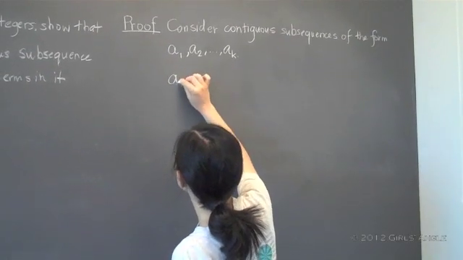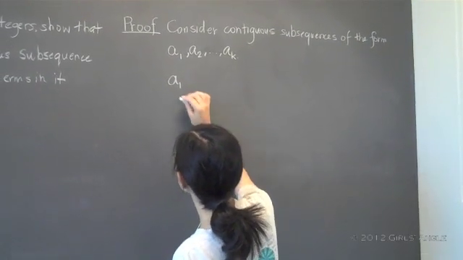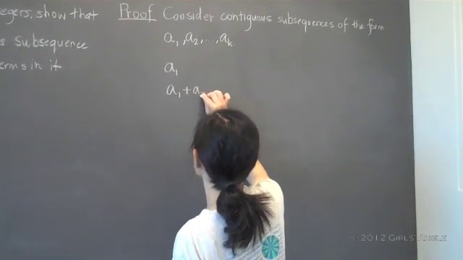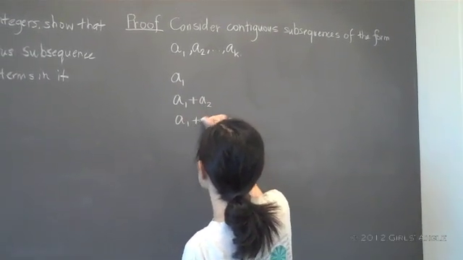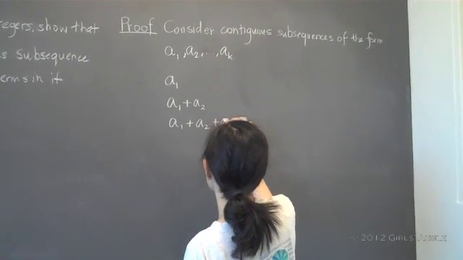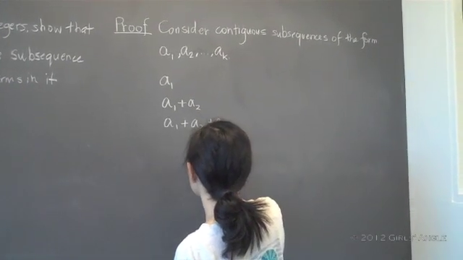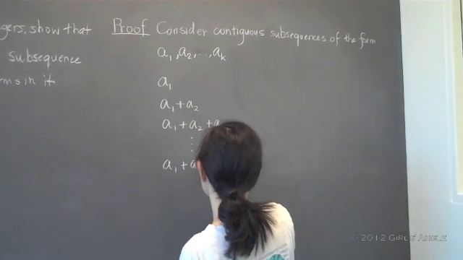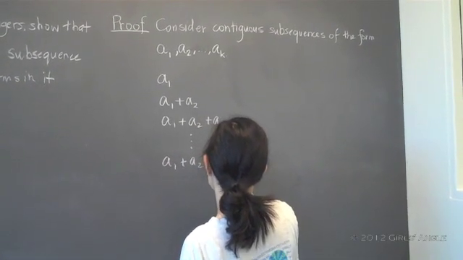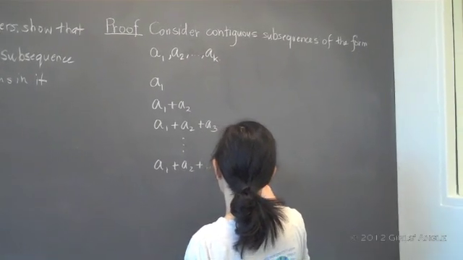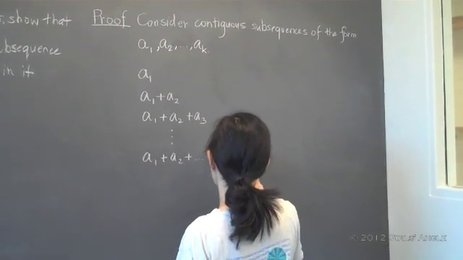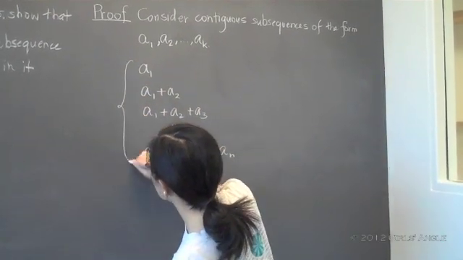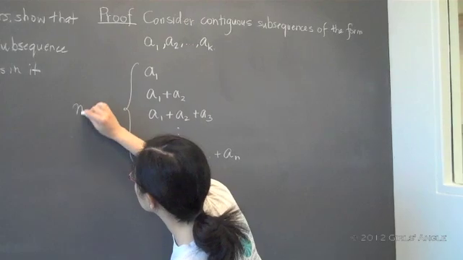So for instance, I could have a1, a1 plus a2, a1 plus a2 plus a3, all the way until an. So there are n such sums that I want to consider.